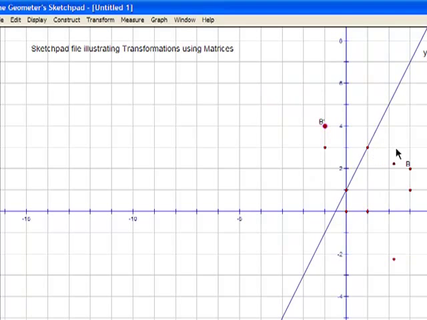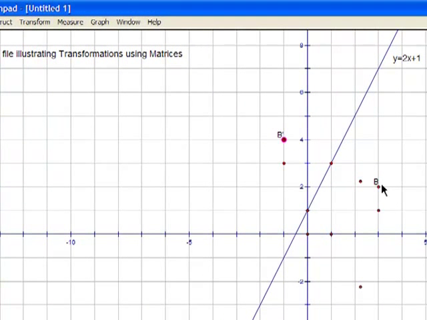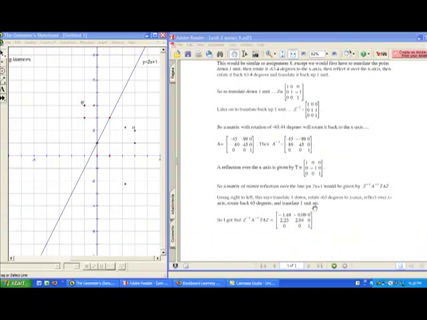So through this composition of transformations, by going down 1, rotating it 63.4 degrees, reflecting over the x-axis, rotating it back, and then translating it back, B is reflected over the line y = 2x + 1. Now I'm going to show you how to do that using matrices.